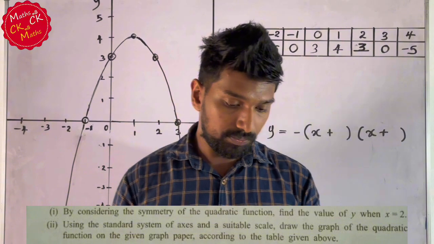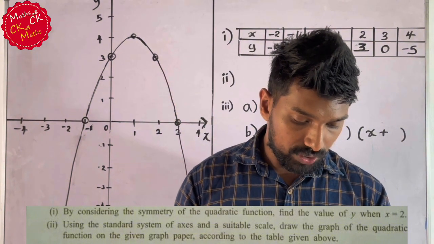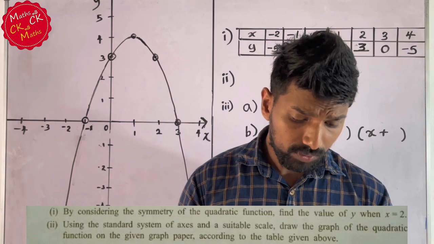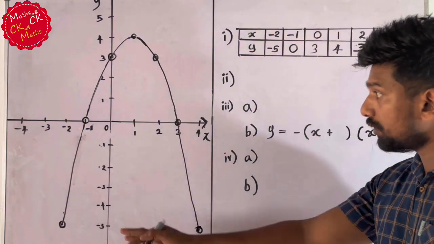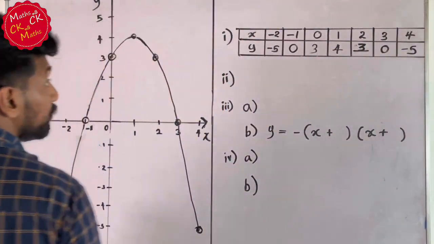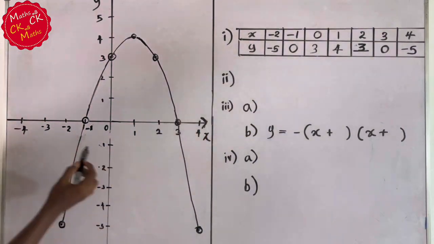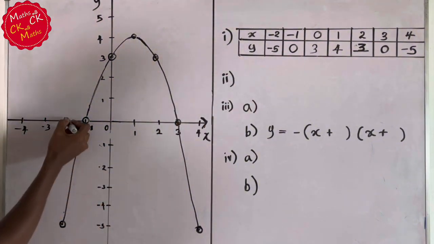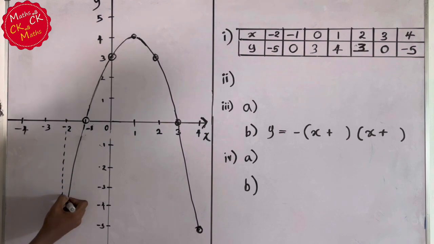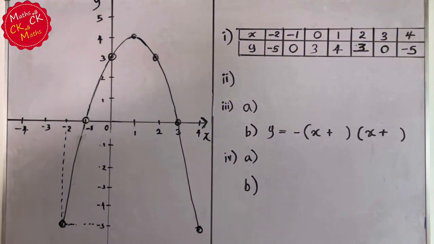Using the standard system of axes and a suitable scale, draw the graph of the quadratic function on the given graph paper according to the table given below. I have already drawn a graph. I will teach you how to draw a graph step by step. X equals -2 and y equals -5. You need to find the coordinate like that.